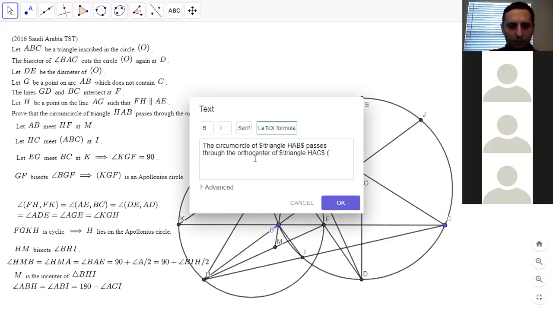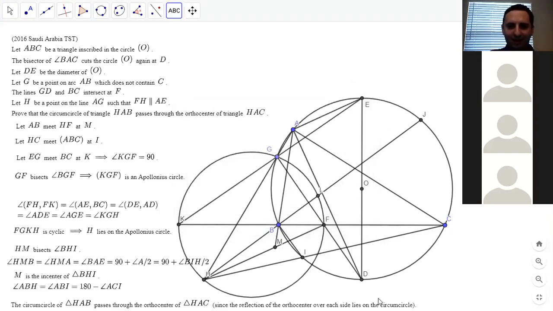Let's say since the reflection of the orthocenter over each side lies on the circle. I like that. It fits right here. All right, so we have 40 minutes left. Did I do that right? ABH is 180 minus HAC. Yes. All right. Maybe I'll write 180 minus ACH.